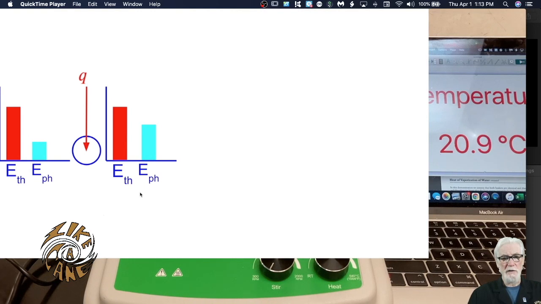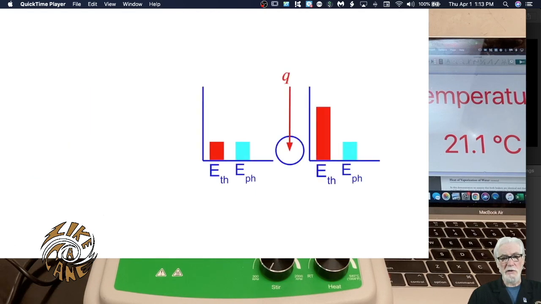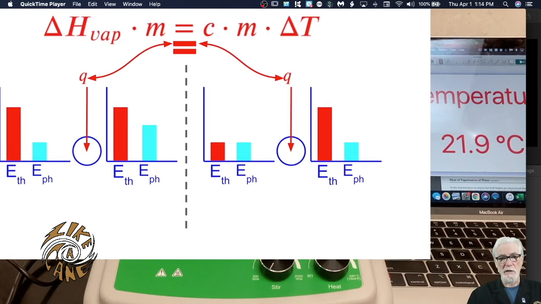So two things are going on the same burner. One, we're increasing phase energy. The other one is that we're increasing the thermal energy of the large amount of water. And because they're happening to identical beakers on the same hot plate, it's reasonable to think that the amount of energy added into both beakers is the same amount of energy.